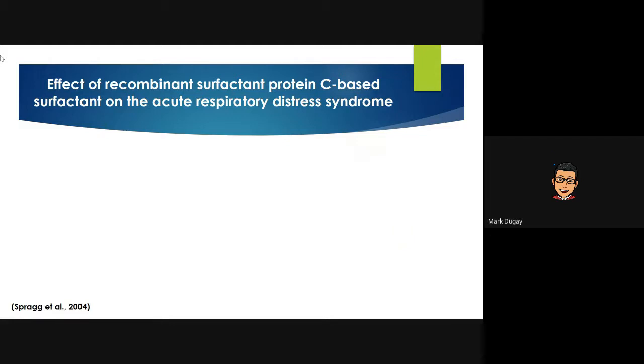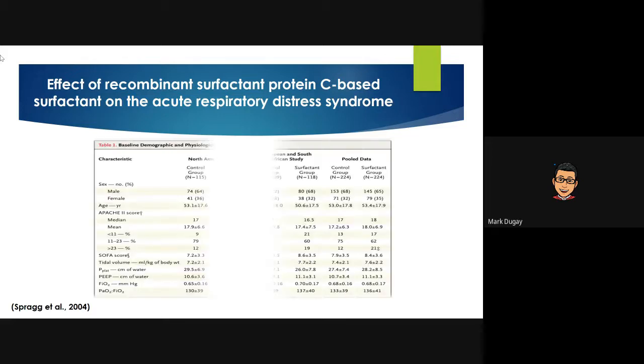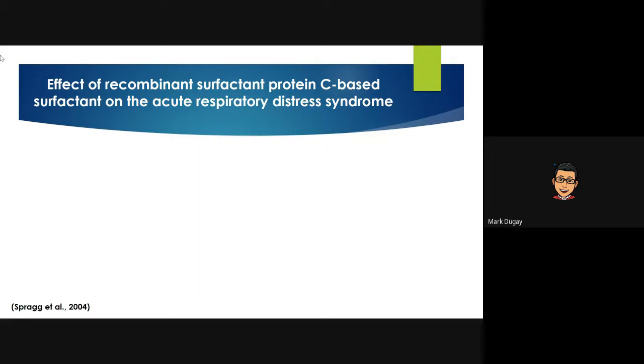This scholarly article, titled Effect of Recombinant Surfactant Protein C-based Surfactant on the Acute Respiratory Distress Syndrome, is related to the assignment presented. The Acute Respiratory Distress Syndrome, or ARDS, commonly known as wet lung, is a condition in which fluid collects in the air sacs of the lungs where oxygen is deprived. In this study, the effects of recombinant surfactant protein C-based surfactant on the acute respiratory distress syndrome were evaluated.